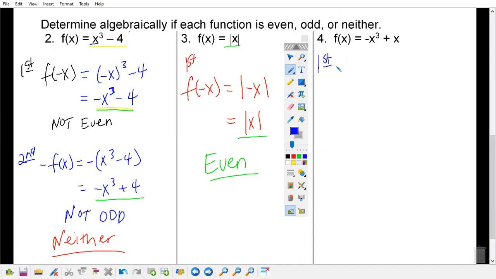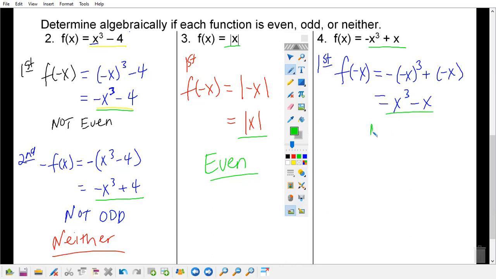Here's our first. Again, the first thing you'll always check is f of negative x. So I'm going to plug in a negative x wherever there's an x. So we have negative x to the third plus negative x. When I clean this up, a negative times a negative makes a positive. So we have x to the third, and this is minus x. So we ask ourselves, is this and that the same? No, so we know it's not even. So it's got to be odd.